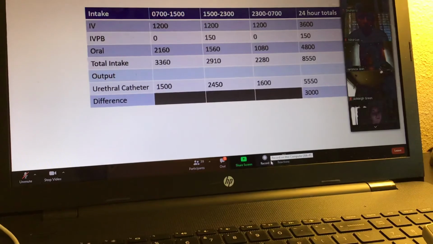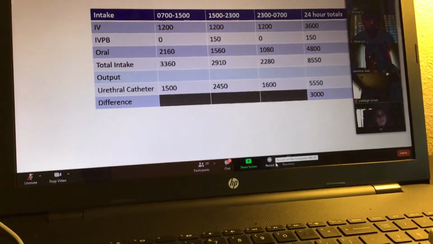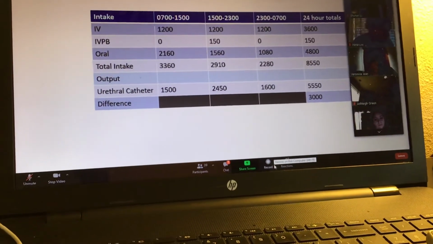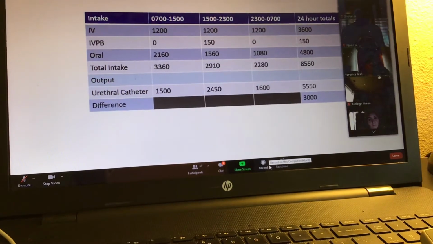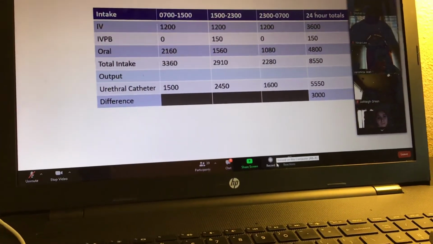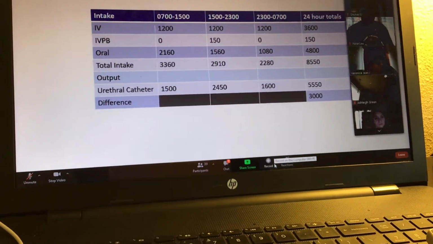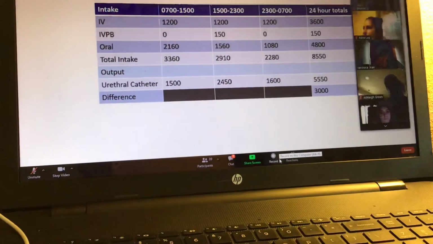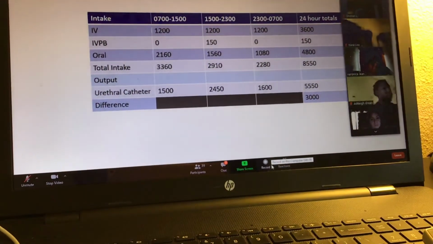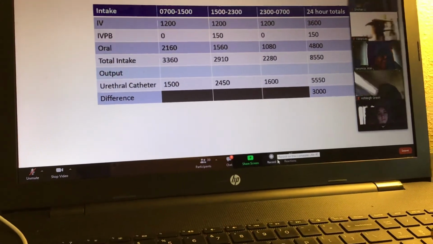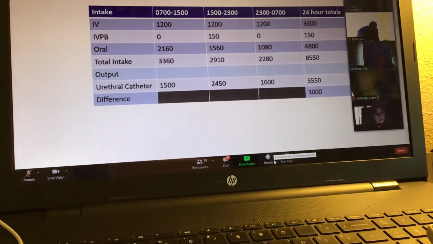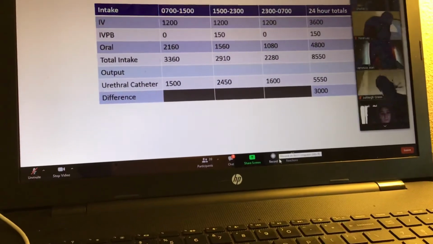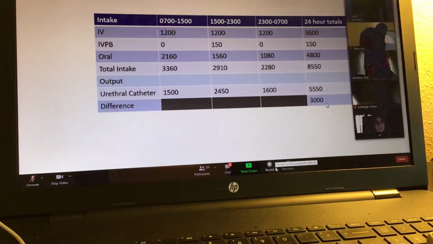Okay, so let's look at it right quick. Your intake was 8550. Your output is 5550. So, according to that, it looks like that patient is what? Holding on to fluid? Since they still have a net of 3,000. So this patient would probably be considered what fluid status? Overload. Yes, good, overload. Very good.